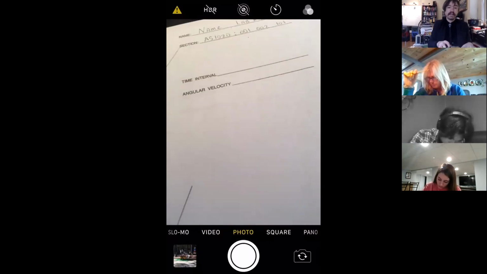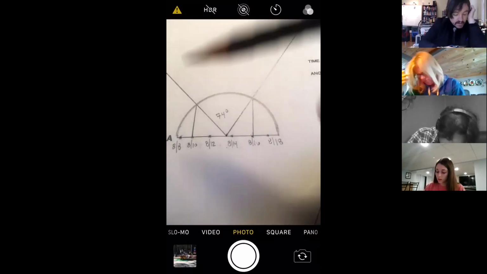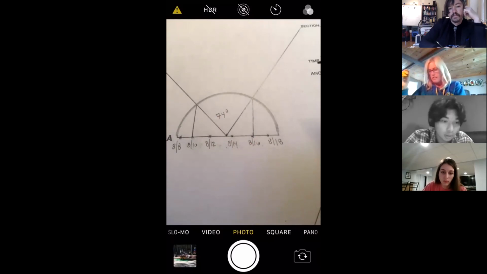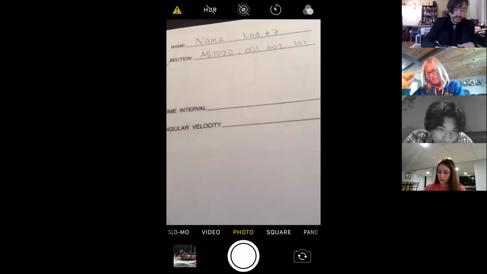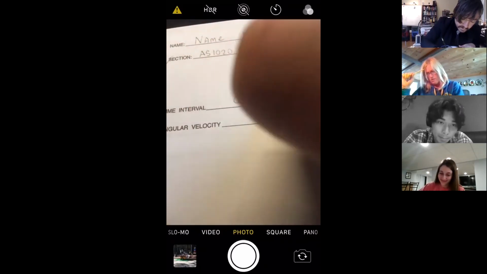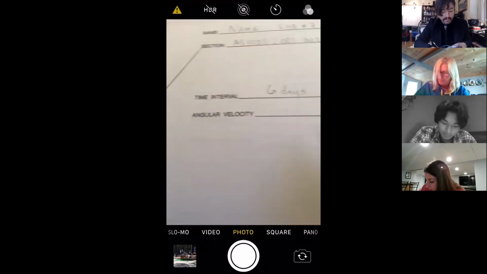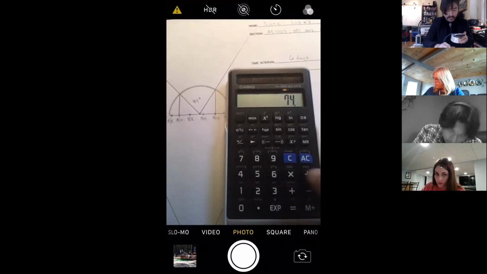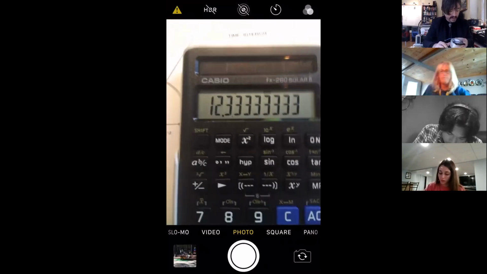So we have to get the time interval for starters. What is the time interval between this spot and this spot? How many days? Is it 6 days? Yeah. And to calculate our angular velocity, we have to divide degrees by days. So that's 74 degrees divided by 6 days. We're going to keep 3 sig figs for now. That's 12.3 degrees per day.